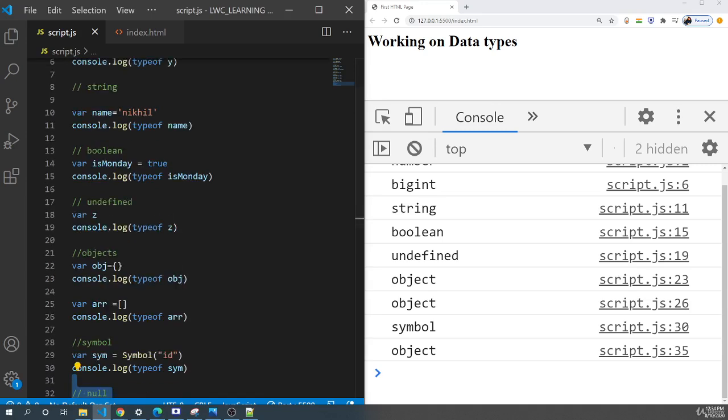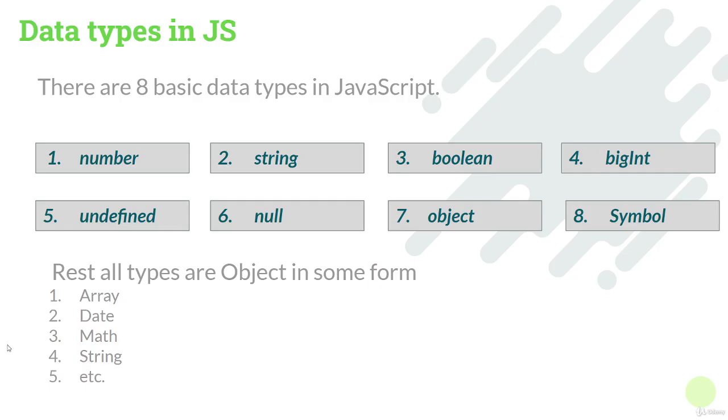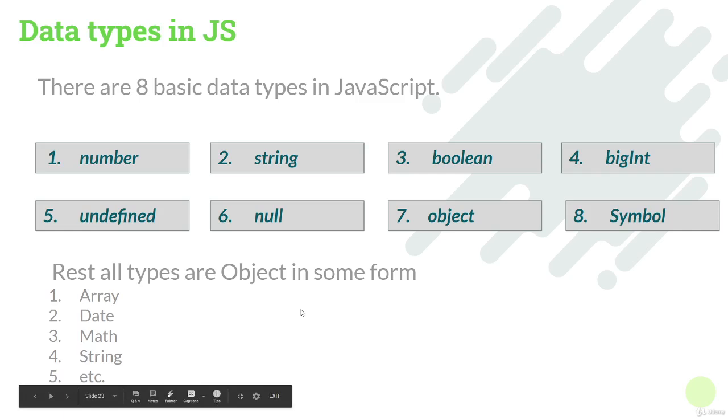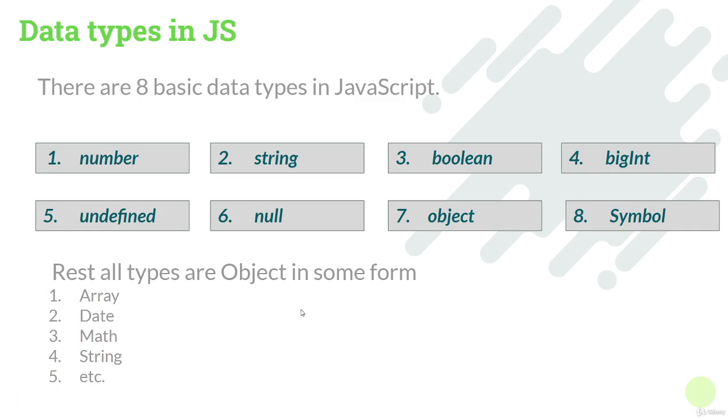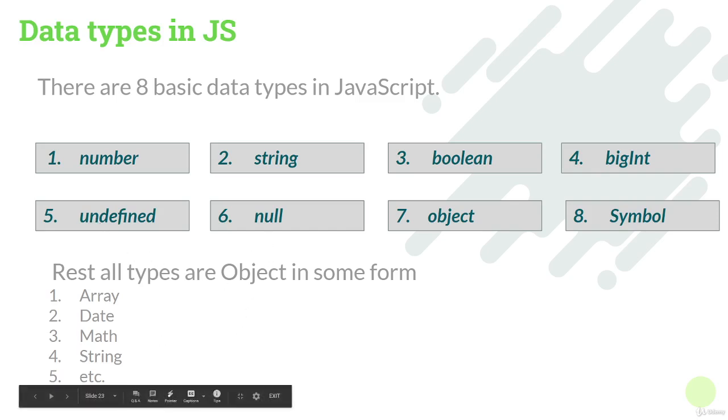So let's go back to our slides. And we have covered all 8 base data types. And these are the backbone of JavaScript. To understand JavaScript, you should know the difference between these data types. And in the next video, we're going to try to understand the difference between undefined and null. So I'll see you in the next video.